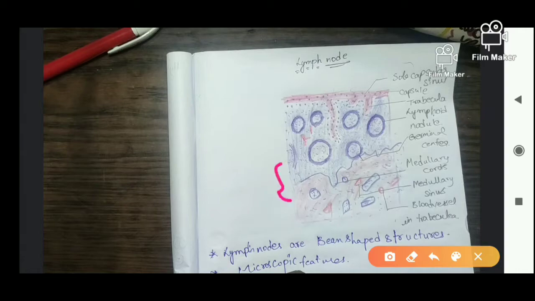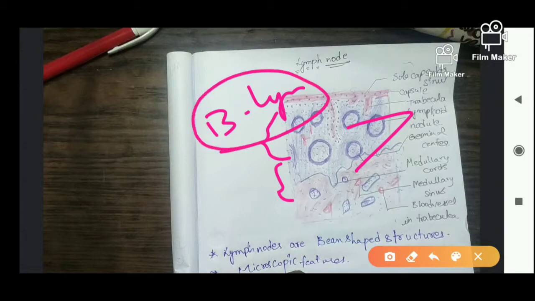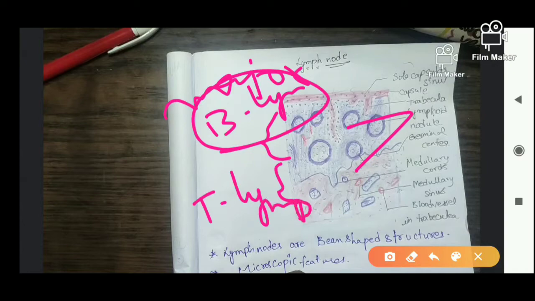Coming to the inner cortex or paracortex, the inner cortex consists of T lymphocytes. In the outer cortex they consist of B lymphocytes. You should remember that both of them contain B and T lymphocytes, but in the outer cortex the major percentage is B lymphocytes, and in the paracortex the major amount is T lymphocytes. You should remember this point. And this is about the inner cortex.